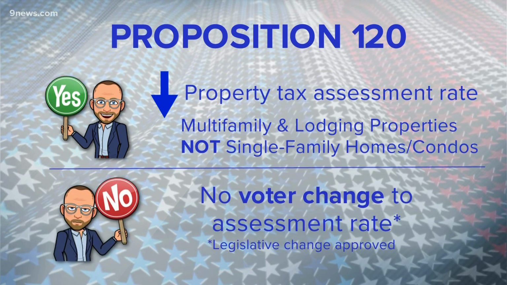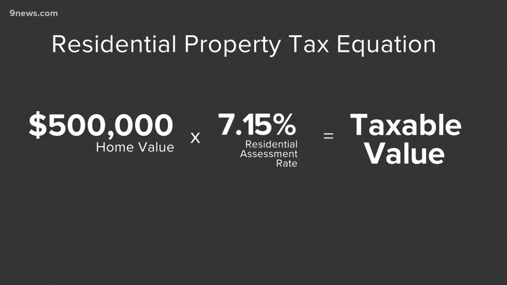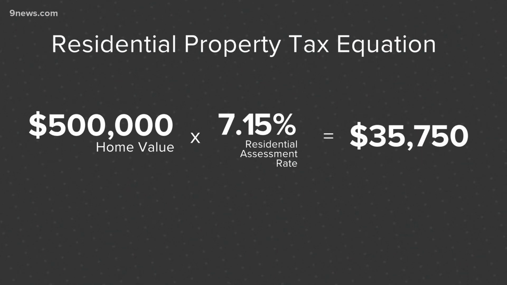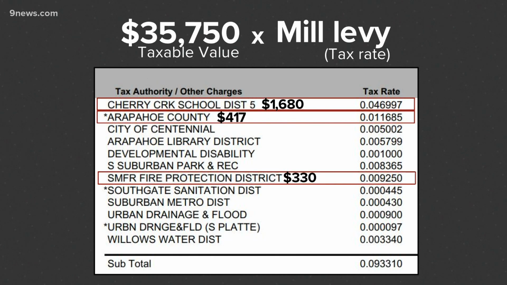A no vote means you don't want to lower the assessment rate. This comes with an asterisk because of a bill the legislature approved this year. More on that in a moment. Taxable value is your property value multiplied by the assessment rate. That total is used to pay the districts where you live. Here's a City of Centennial example that I've shown before of where property tax money goes.